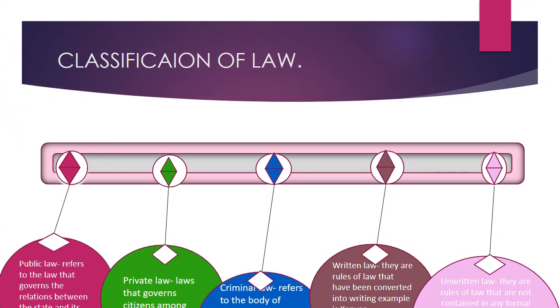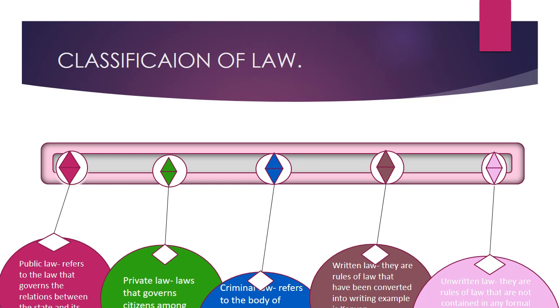The classification of law. Law is classified into various categories. There is public law, private law, criminal law, written law, and unwritten law. The public law refers to the law that governs the relationship between the state and its citizens. So, this is the law that governs our country, that is Kenya, and us, the citizens.